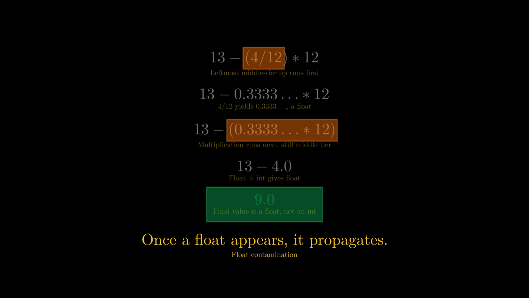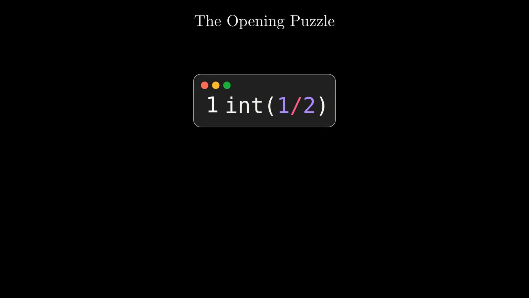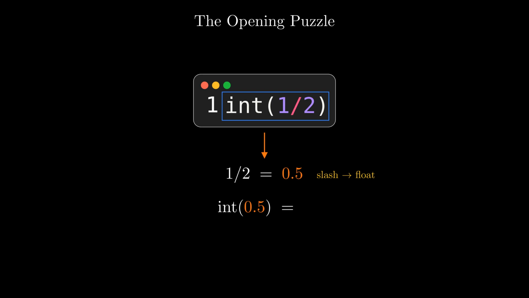Call it float contamination. Now look back at our opening puzzle. Convert 1/2 to an integer. Inside out, 1 divided by 2 runs first. Slash always returns float, so we get 0.5. Then the outer call runs, convert 0.5 to an integer. Here's the key. Convert to integer truncates. It drops the fractional part, moving towards 0. 0.5 truncates to 0. Mystery solved.